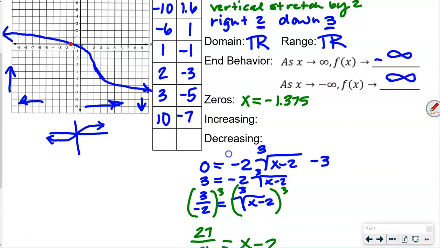So now, is this graph increasing or decreasing? I don't see it increasing as I move from left to right. So I'm going to write none here. And when's it decreasing? It's decreasing from negative infinity all the way to infinity. Do y'all see that? So we're now talking about our x values.